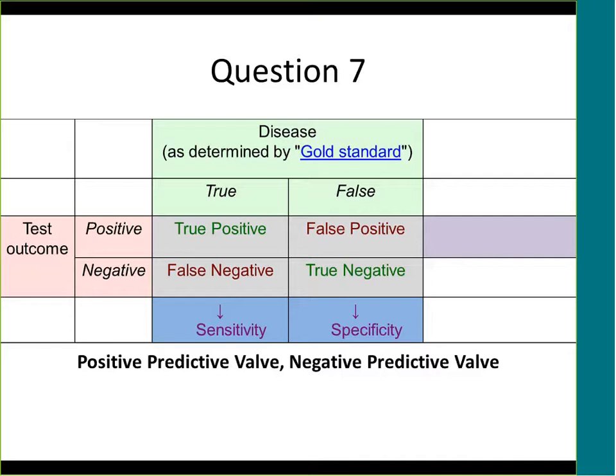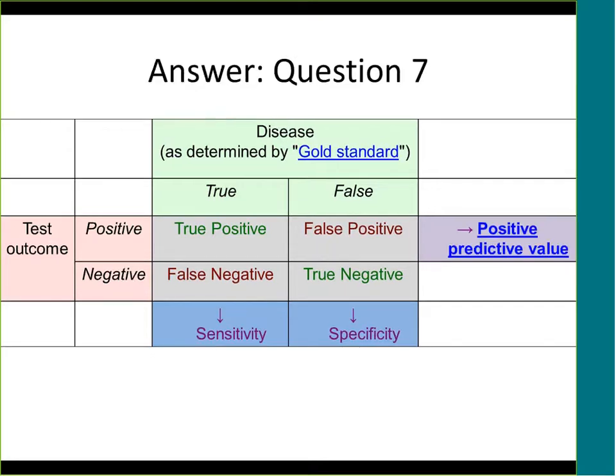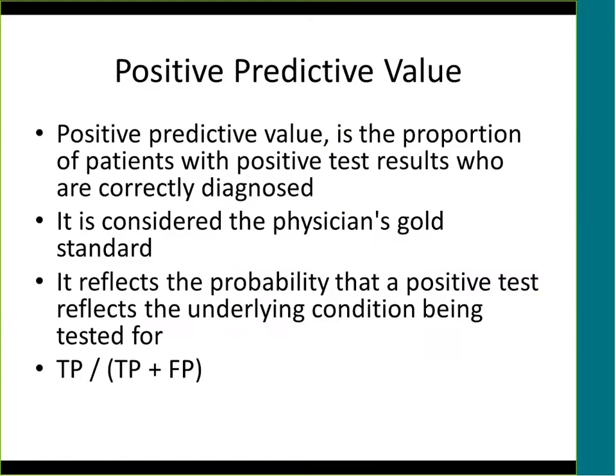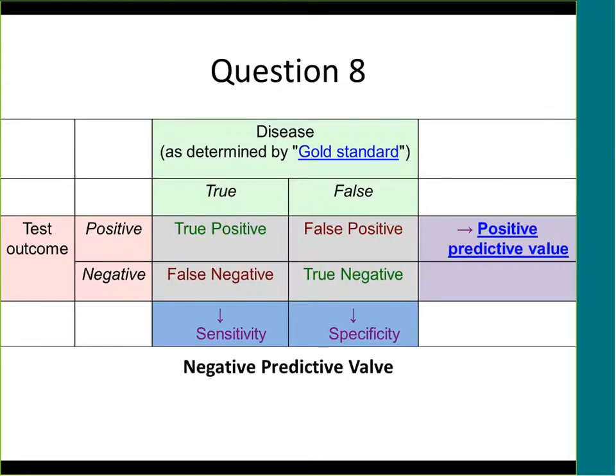Another way to look at this is it's going to look at all the patients who tested positive for the disease, what proportion of them actually had the disease. And this is your positive predictive value. So the positive predictive value is the proportion of patients with a positive test who are correctly diagnosed. It reflects the probability that a positive test reflects the underlying condition, and it is calculated by dividing the true positives by the true positives plus the false positives.